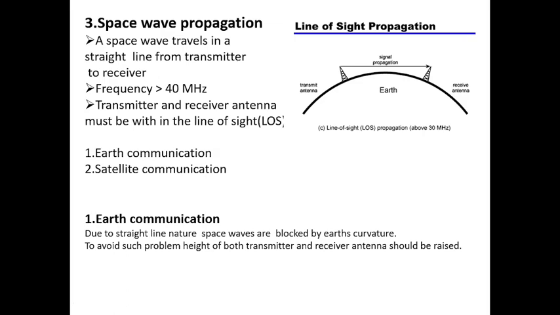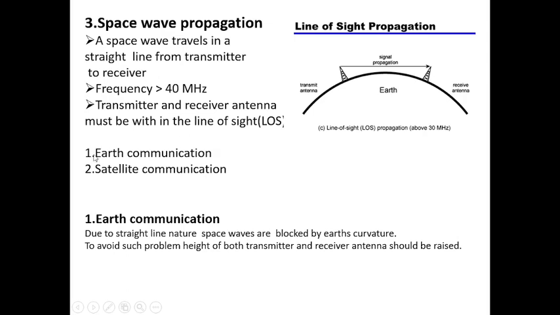Here we have two types of line of sight propagation. One is from an antenna on the earth to another antenna on the same earth. So this is earth communication, line of propagation on the earth. Or we can also have line of propagation from an antenna to the satellite and then from the satellite to an antenna. This is called satellite communication.